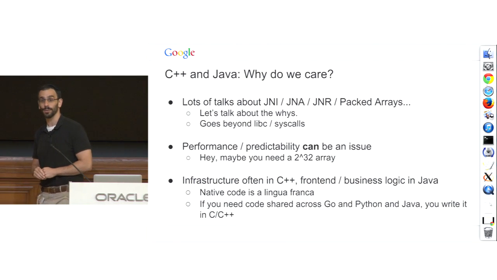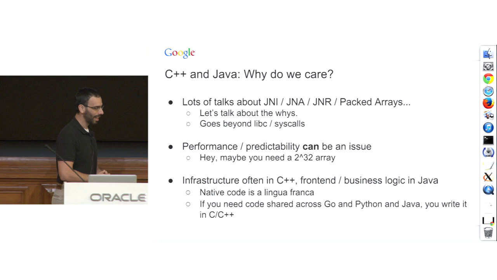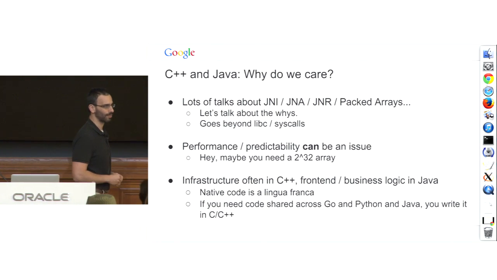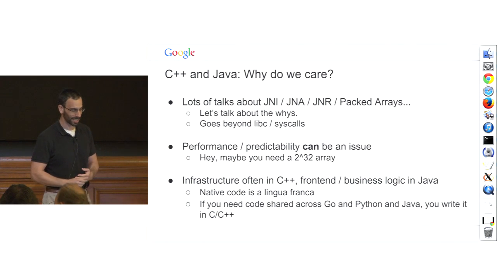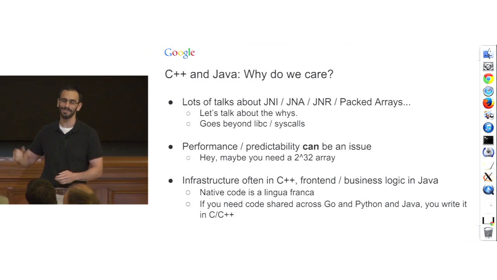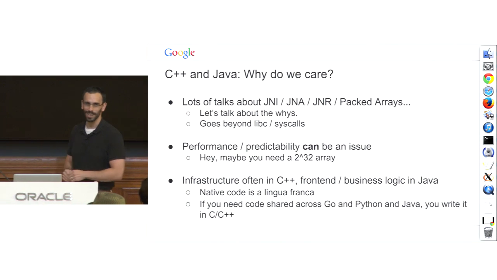That is not what happens at Google. I can't speak for other companies, but that is certainly not what happens at Google. There are two major reasons that we don't do that at Google. One is that performance and predictability can be an issue. I'm being snarky here. Yeah, maybe you need a 2 to the 32 length array. I'm sure I'm going to get an argument from John on that.